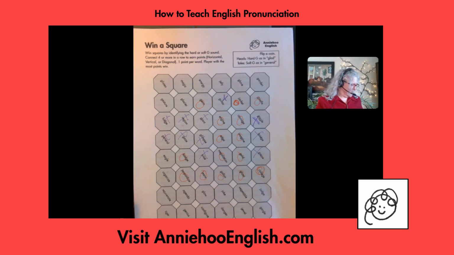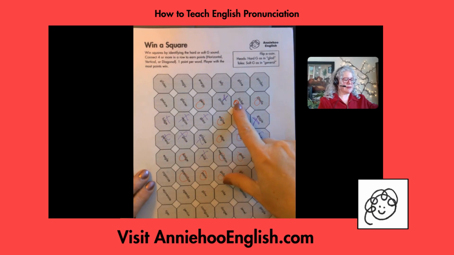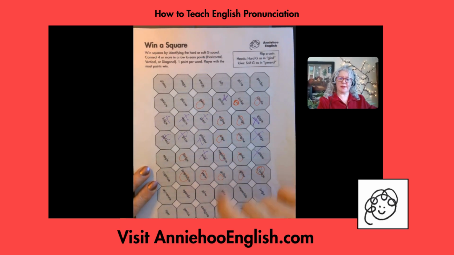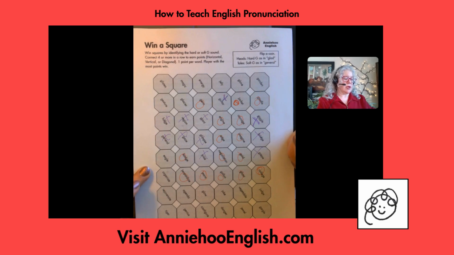All right, another one is Win a Square. This one I showed you some examples of already completed. This is a circle and cross game, a two-player game. If you connect four or more in a row, you earn a point, one point per word, and the player with the most points wins.